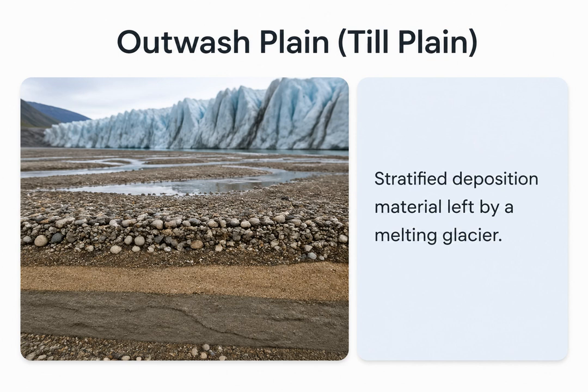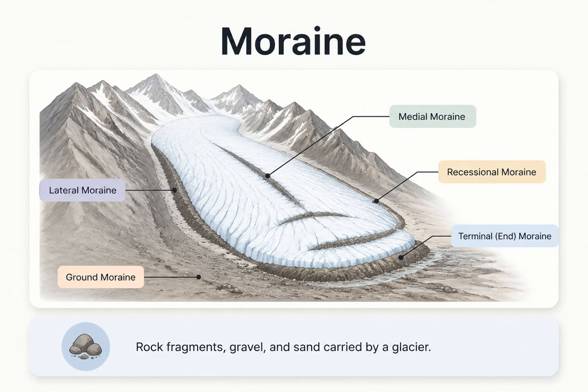As the glacier reaches its lowest point and melts, it leaves behind a stratified or layered deposition of material consisting of rock debris, clay, sand, and gravel. The most common depositional feature is the moraine, which is a general term for the rock fragments and gravel carried and dropped by a glacier.